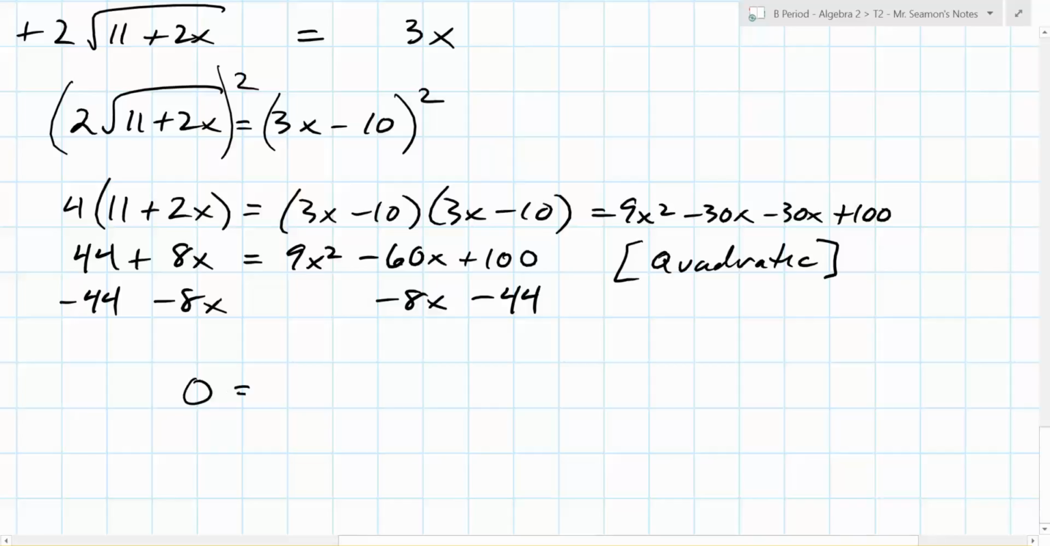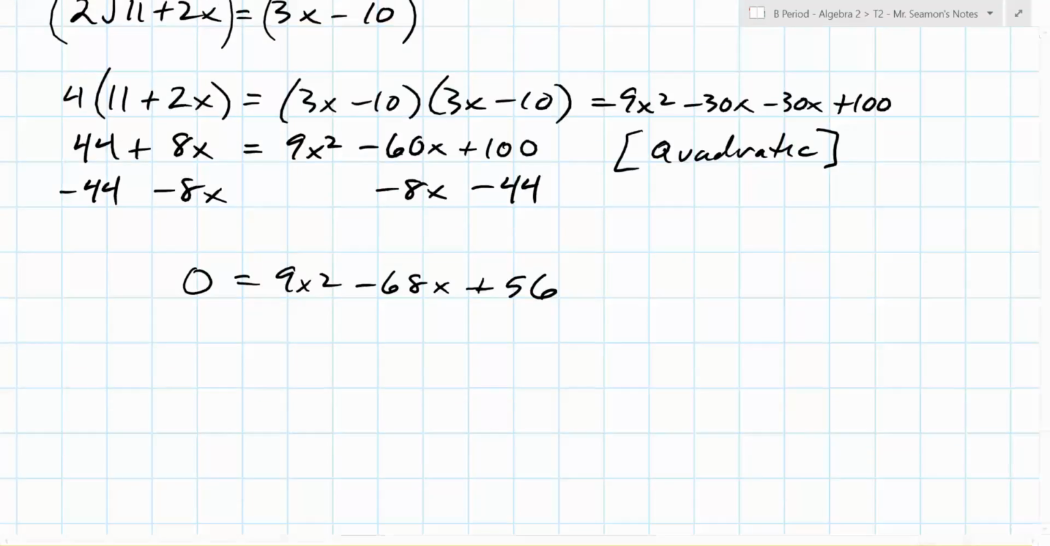So 0 is equal to 9x squared minus 68x plus 36. No, 56. So then you just have to factor this, right? And is it kind of annoying that the leading coefficient isn't 1? Sure, but there's only 3 and 3 are 9 and 1. Would you not let us use our calculator? No, you would absolutely have to be able to do this. You're not going to have your calculator, so this could happen to you.